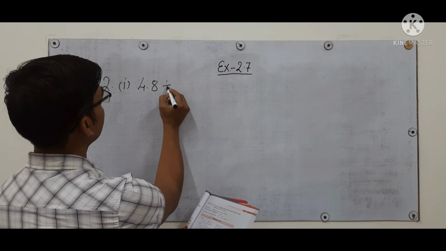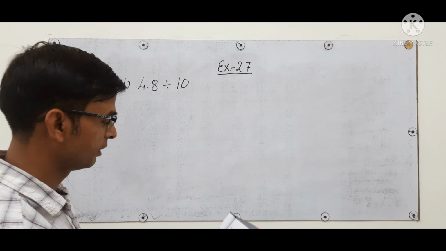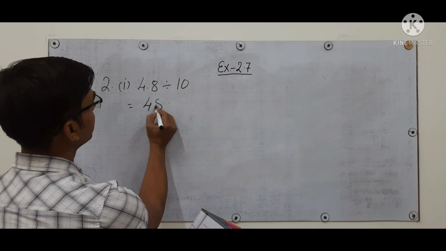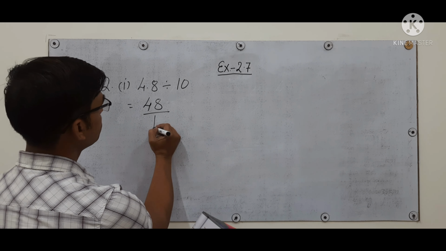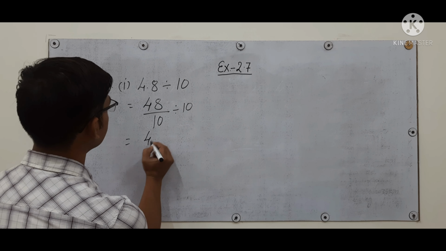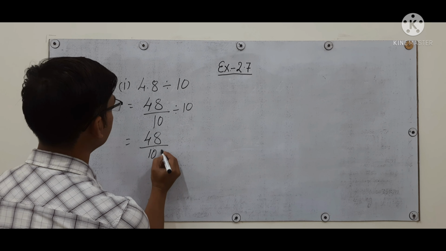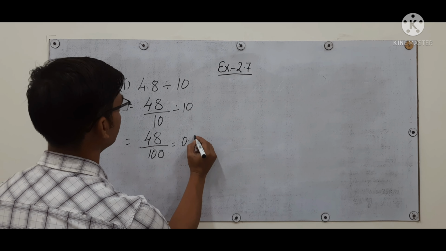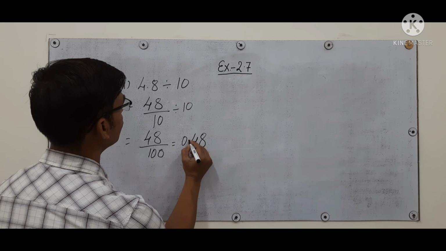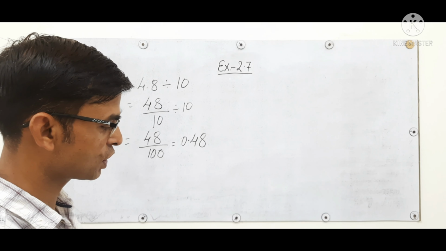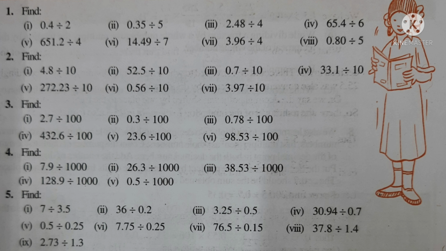4.8 divided by 10. First of all we will replace its decimal, that is 48 upon 10 divided by 10, or we can write it as 48 upon 100, and after 2 digits we will put the decimal, so it will be 0.48.